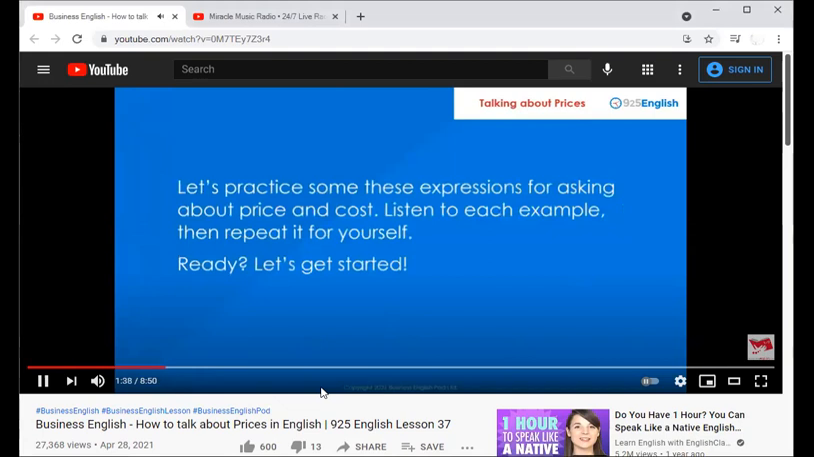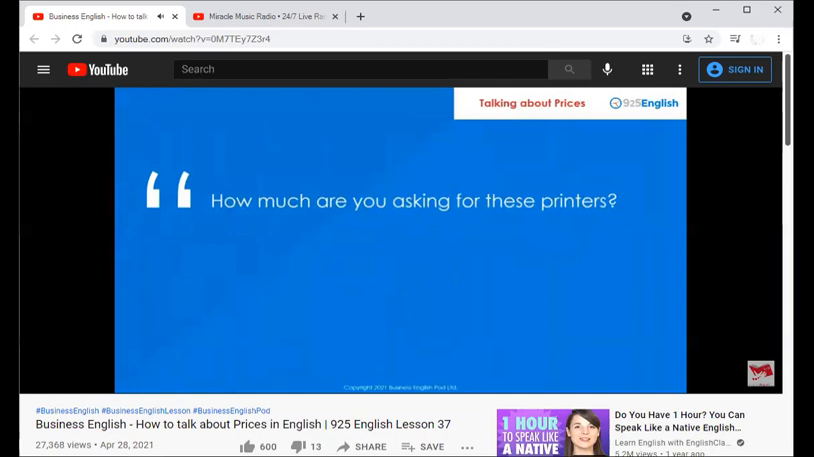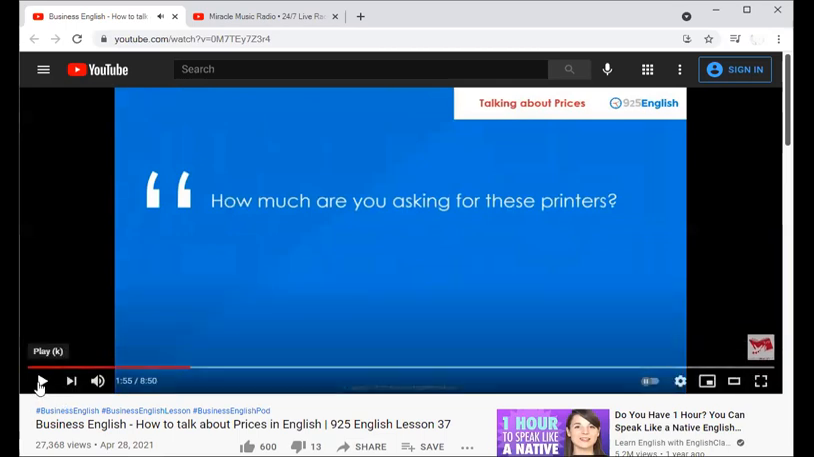Let's practice some of these expressions for asking about price and cost. Listen to each example, then repeat it for yourself. Ready? Let's get started. How much are you asking for these printers?